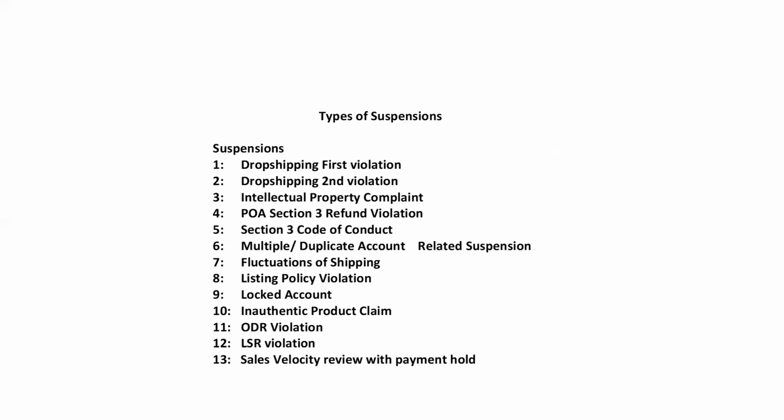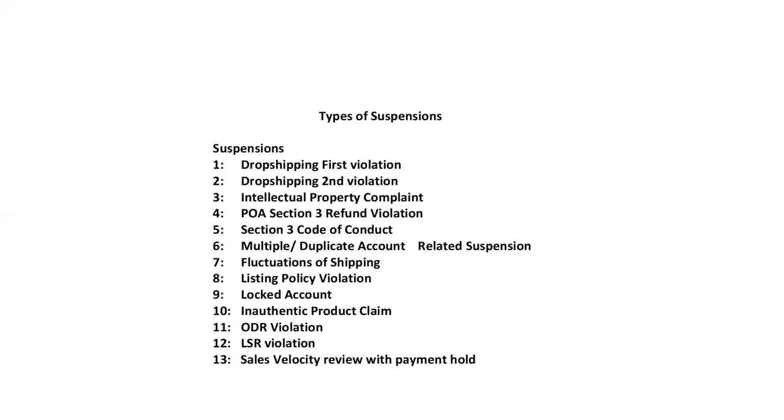Then we have multiple or duplicate account related suspensions. So if you have one account and it got suspended, you didn't bother to get it reinstated and you made another one on the same details, Amazon will suspend both of your accounts and let you know that you need to reinstate your first account first, and then you can operate on Amazon or sell on Amazon. Then we have fluctuations of shipping charges, listing policy violation, and then blocked accounts.